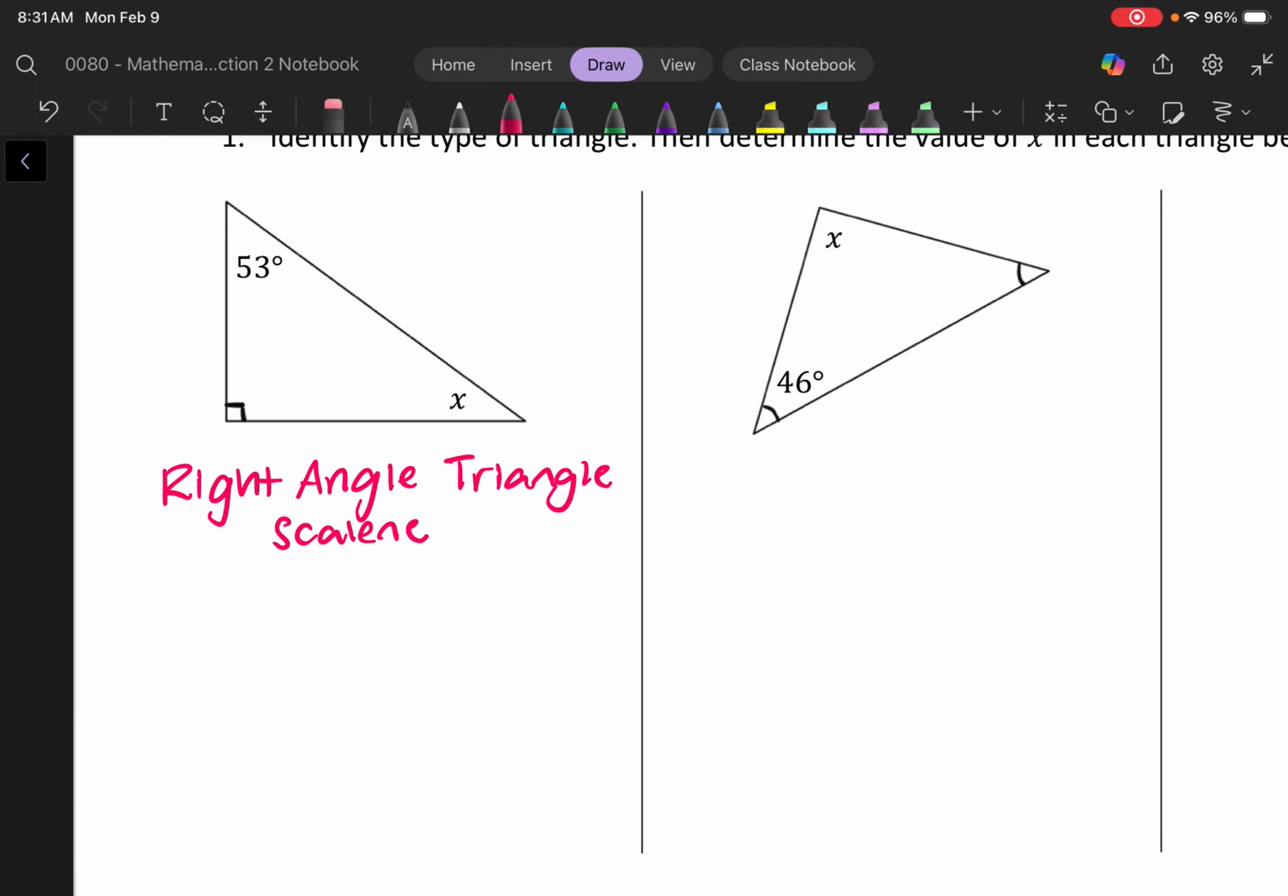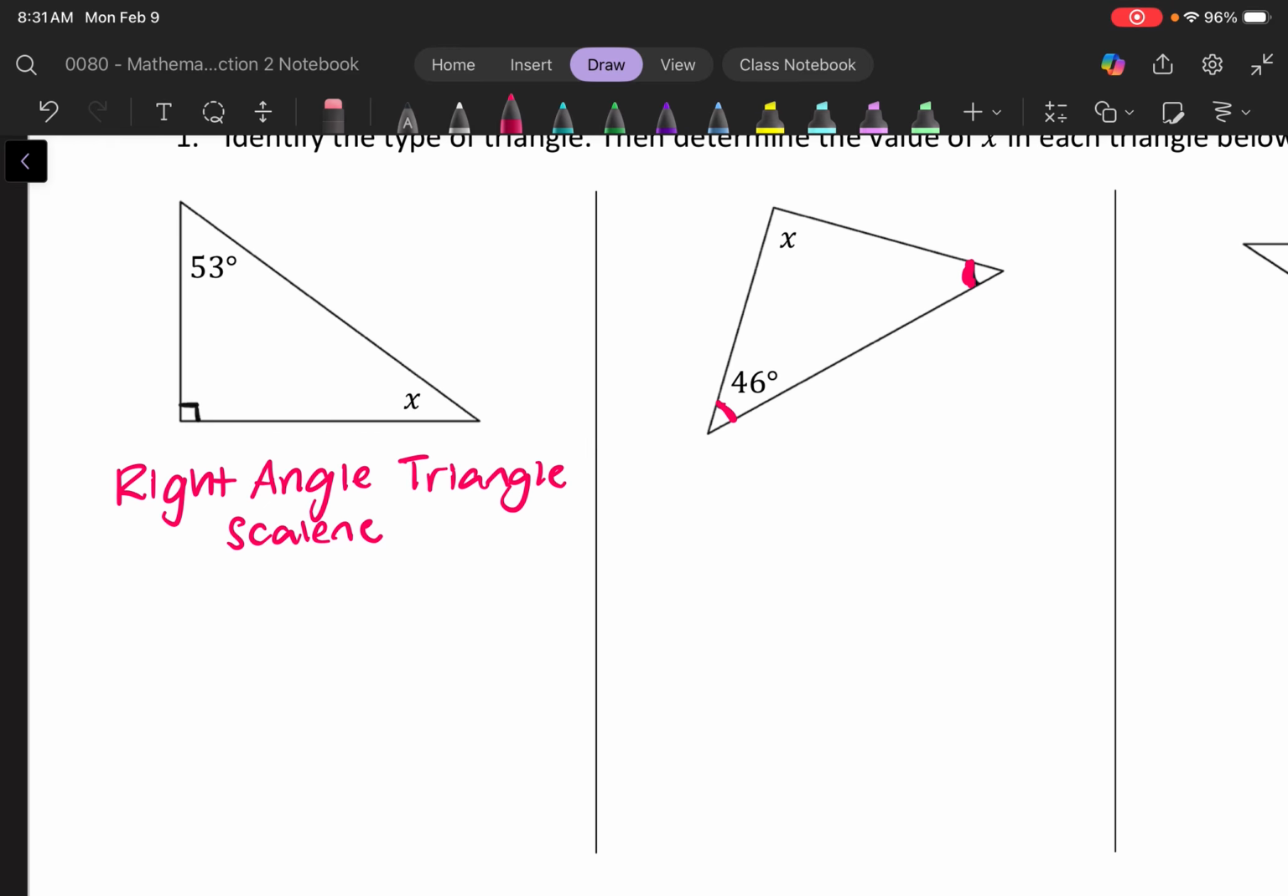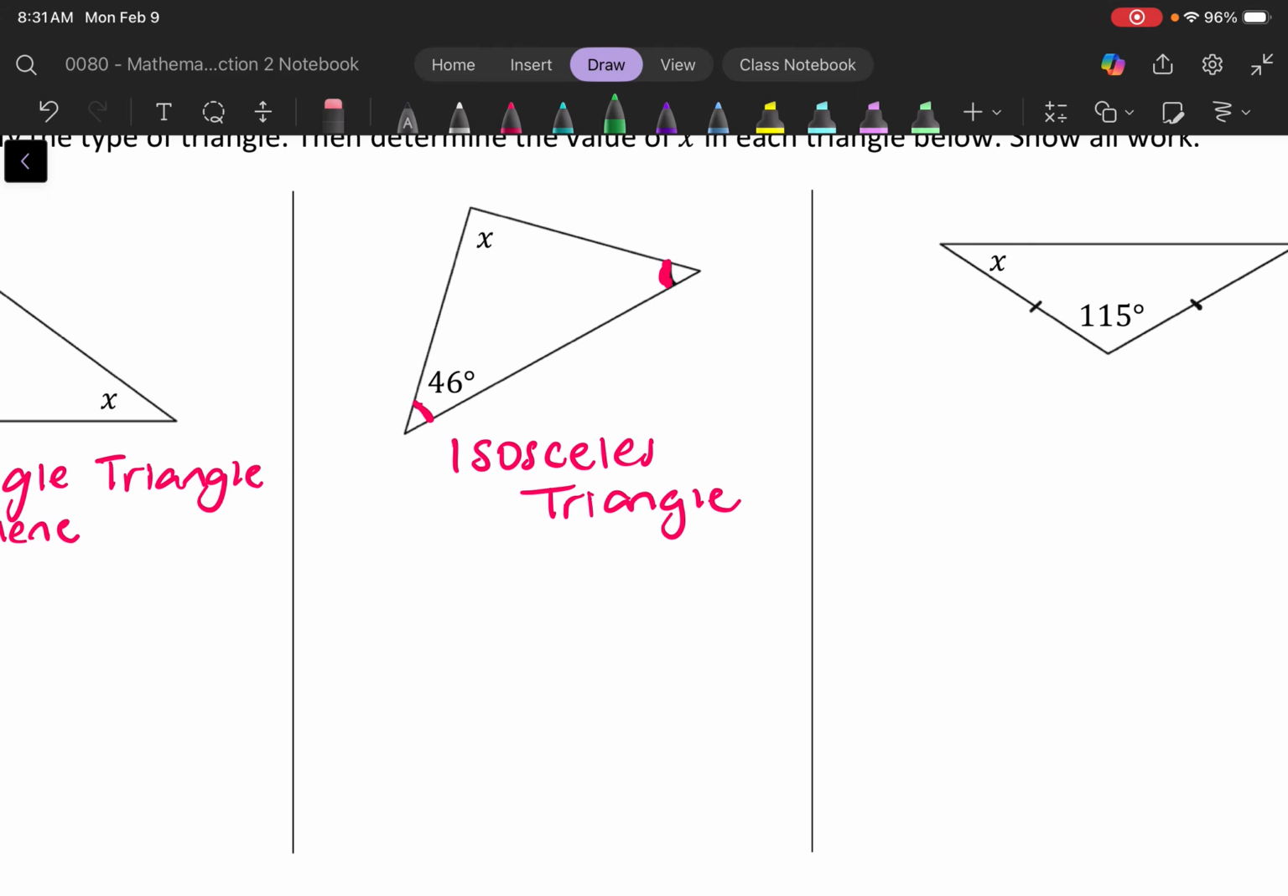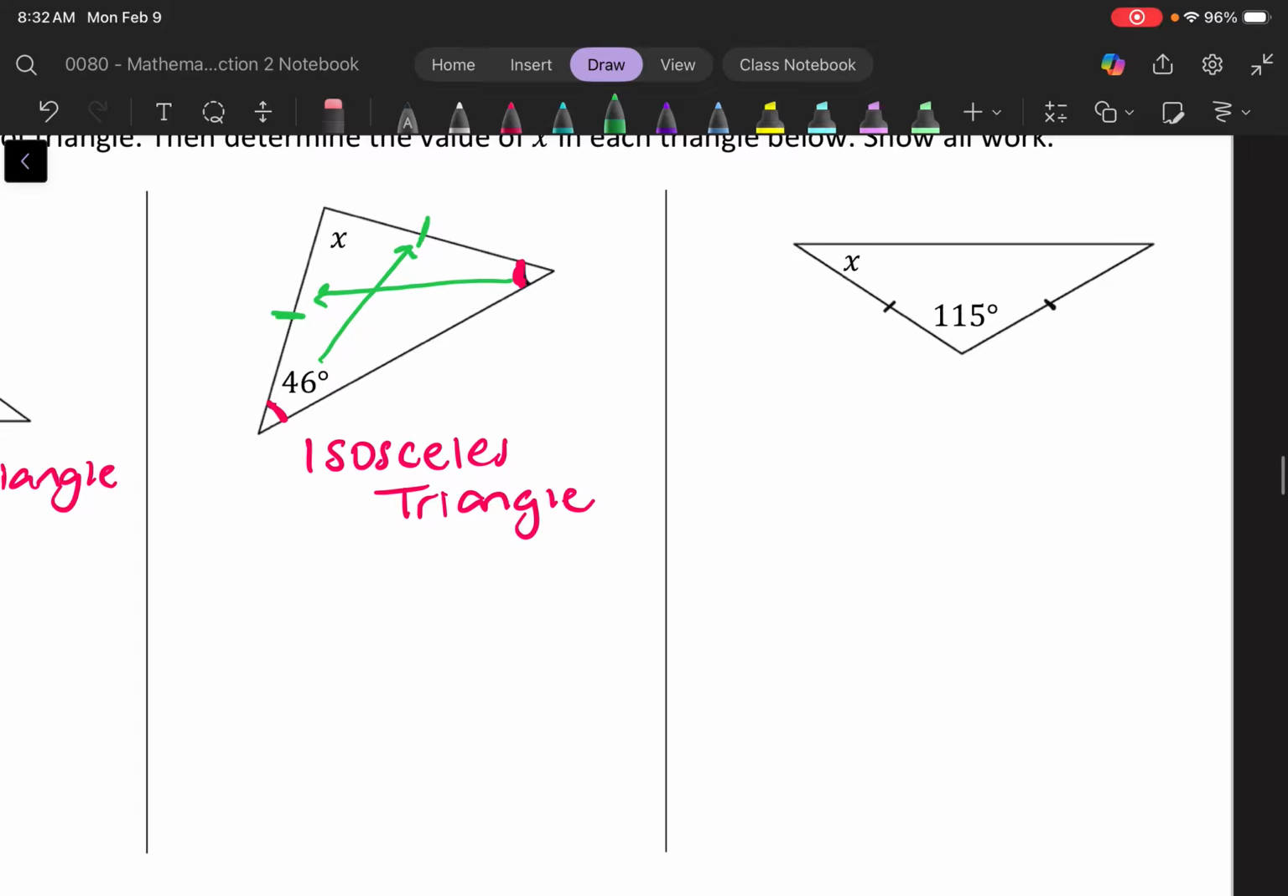If I'm taking a look at my next one, I'm noticing I have matching markings on 2 of the angles. Not 3, but 2. And when I have matching markings on 2 of the angles, that means I have an isosceles triangle. Something to point out in my isosceles triangle is that if I have two congruent angles, I'll have two congruent sides. And those congruent sides will be opposite those congruent angles. So these two sides here would be congruent as well. It's not noted, but we can include that extra notation to make it more clear.